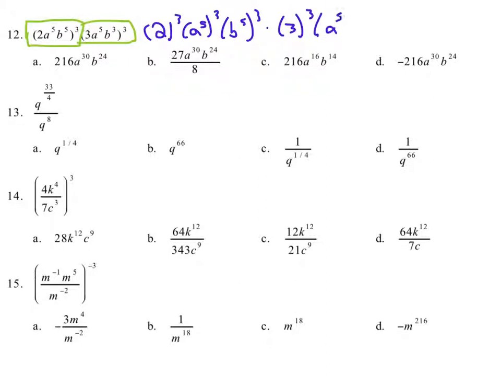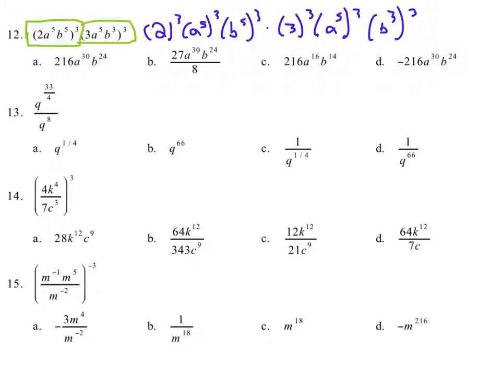A to the fifth, raise it to the third power, and b cubed, and raise it to the third power. And I'm going to write it below, and then I'll erase it when we're done, just so that we can get the results of this.